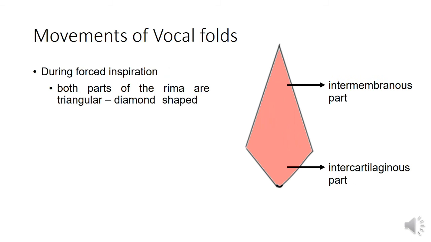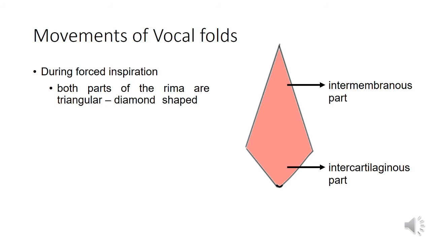During forced inspiration, both parts of the rima are triangular in shape. That is both the intermembranous part and intercartilaginous part. Both are triangular in shape, giving the shape of a diamond to the rima glottidis. The rima glottidis is diamond shaped during forced inspiration.